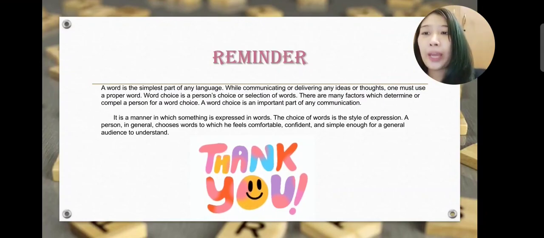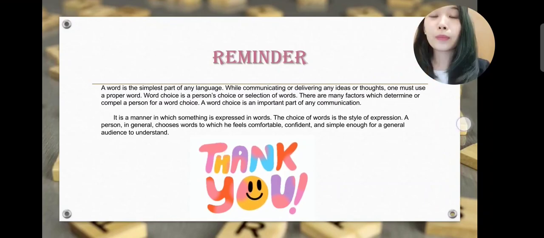It is a manner in which something is expressed in words. The choice of words is the style of expression. A person in general chooses words with which he feels comfortable, confident, and simple enough for a general audience to understand.